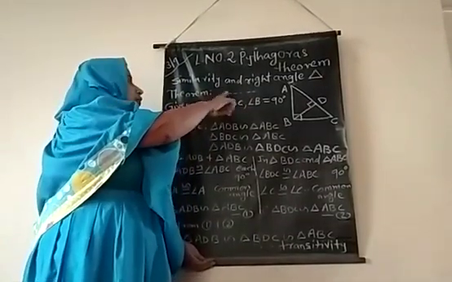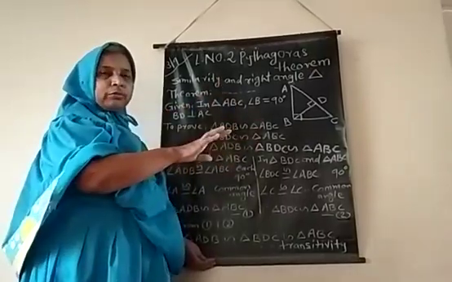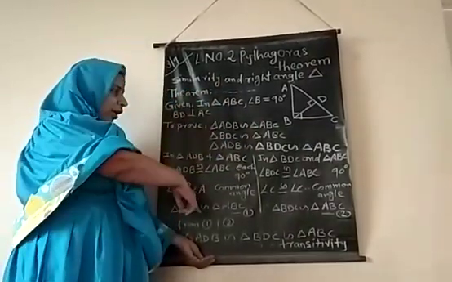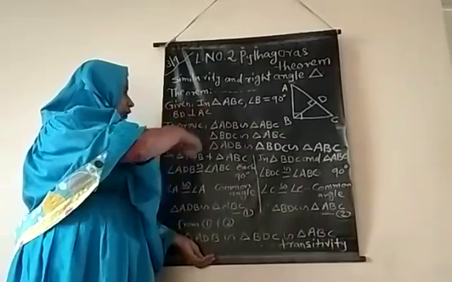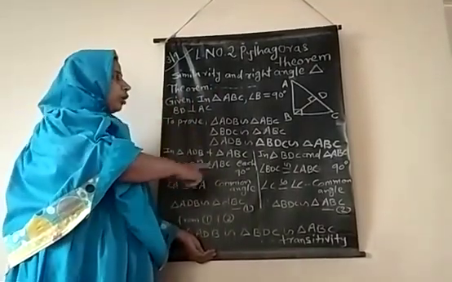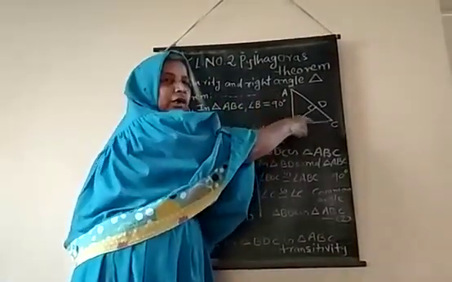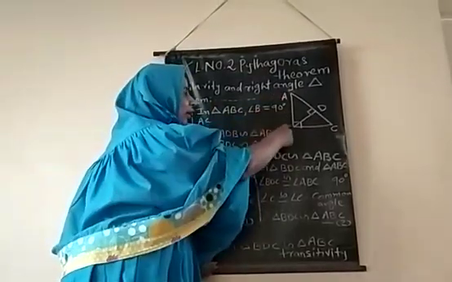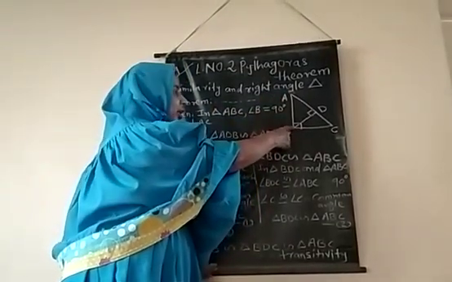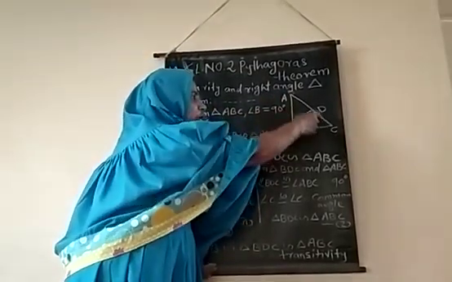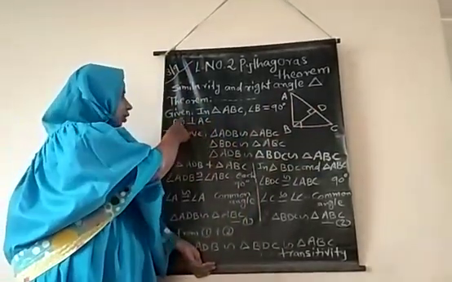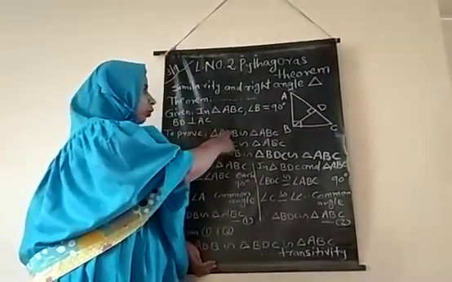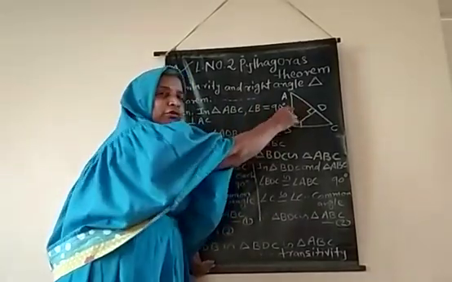You are writing the theorem statement from the textbook, and then you continue to write the given and to prove, which is given on the board, and this is the required figure for this theorem. In this triangle ABC, angle B is 90 degrees and BD is perpendicular to the hypotenuse AC. This is the given part. To prove this, triangle ADB, now look at this figure.